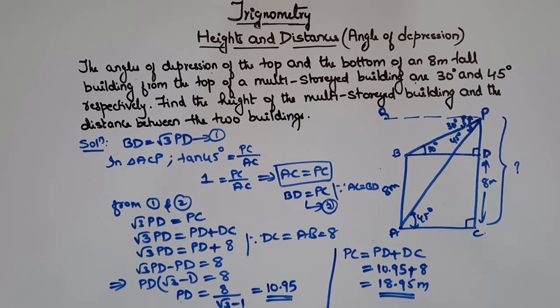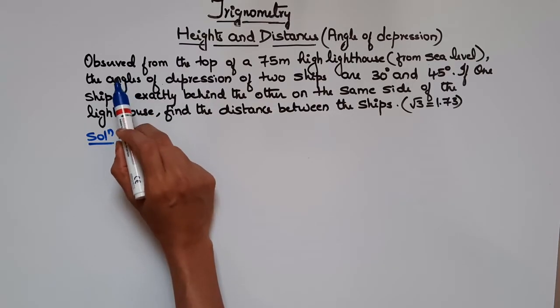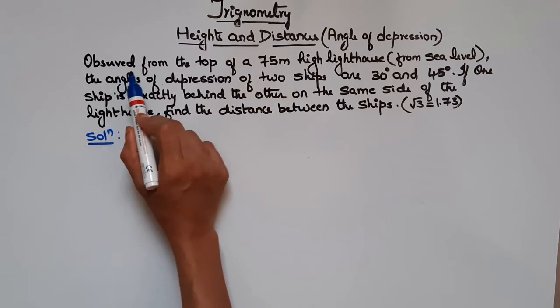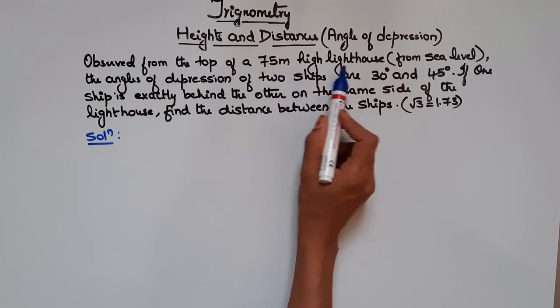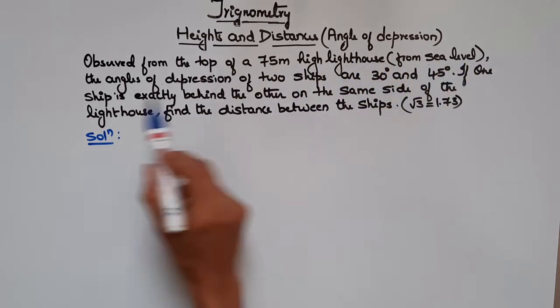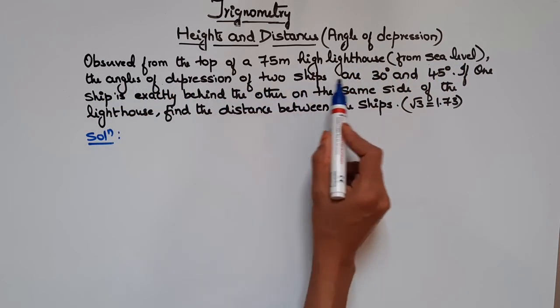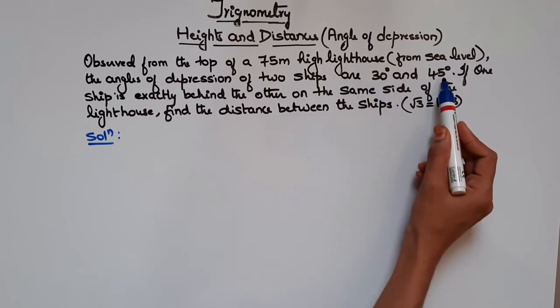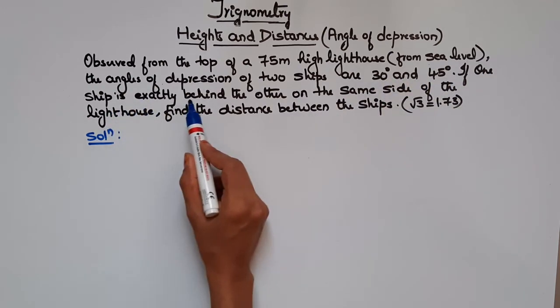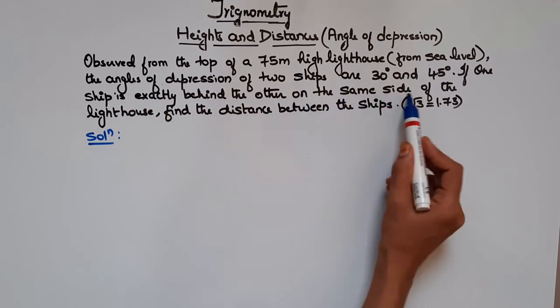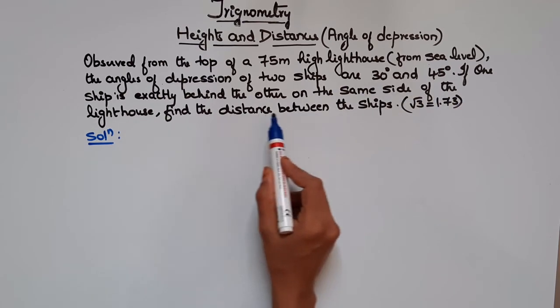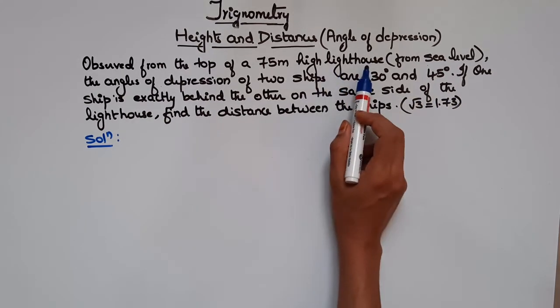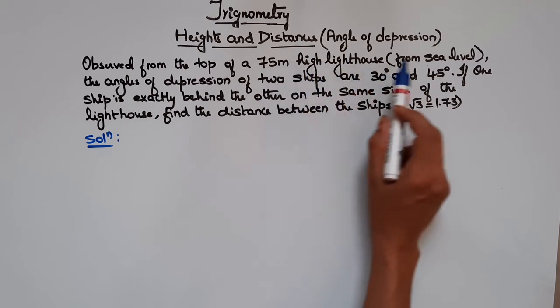Now let's see this last problem. Here it says, observed from the top of a 75-meter high lighthouse from sea level, the angles of depression of two ships are 30 degree and 45 degree. If one ship is exactly behind the other on the same side of the lighthouse, find the distance between the ships. So we have a lighthouse which is 75-meter height from sea level.